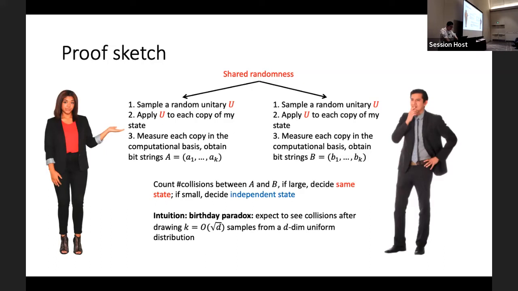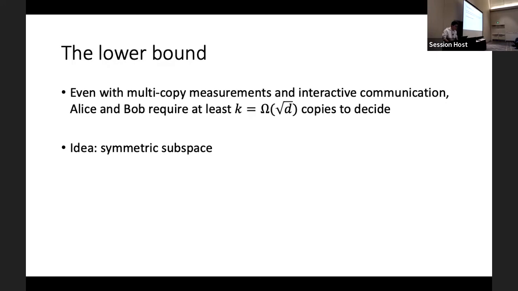So next, let's move on to the lower bound, where we want to show even with multi-copy measurements and interactive communication, Alice and Bob still require at least omega square root D copies to decide. So here, the main idea is to think about the symmetric subspace.